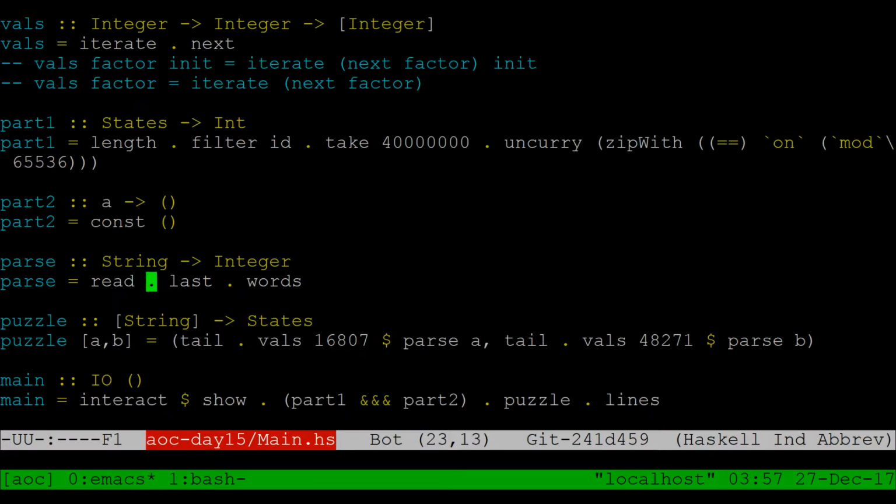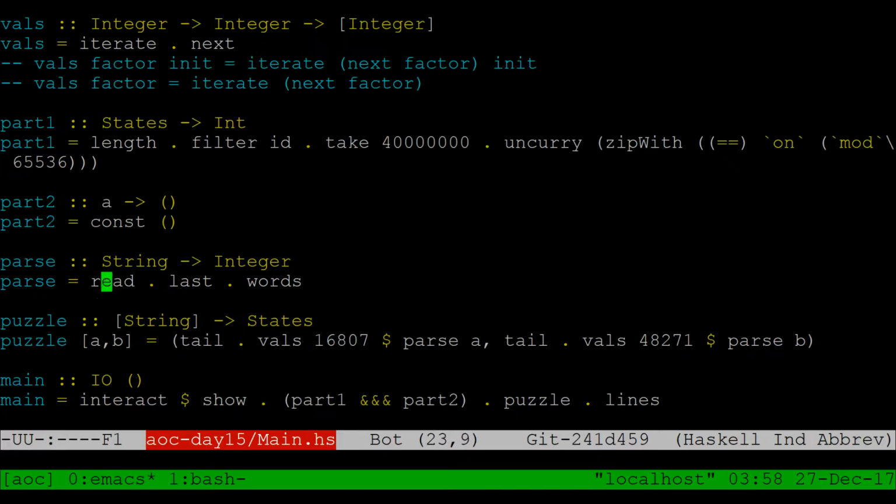Here it is. It's so simple I couldn't even see. Given a line, we call words to get the words of the line, we call last to get the last word, and then we call read to get an integer out of it. And read, of course, knows that we're reading a string, and since the result of the function is expected to be an integer, the compiler knows, okay, I'll read the string as an integer. The magic of static types and amazing type inference.